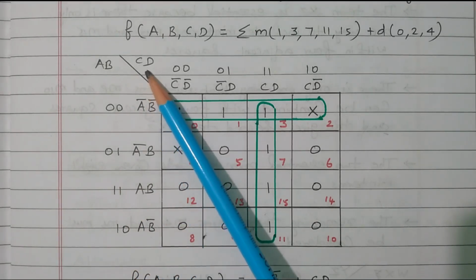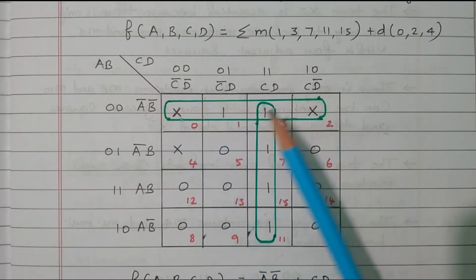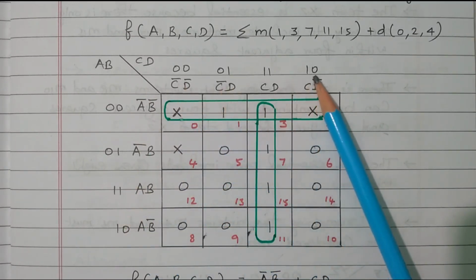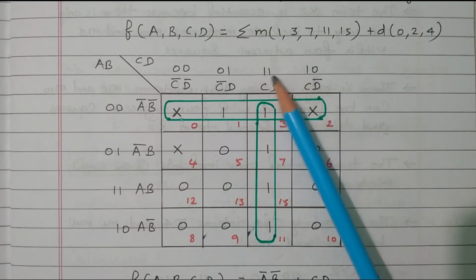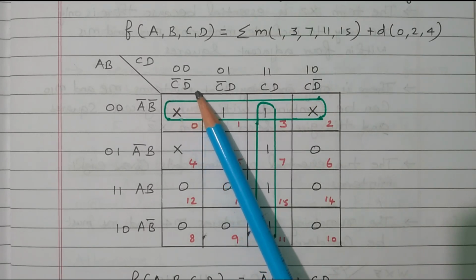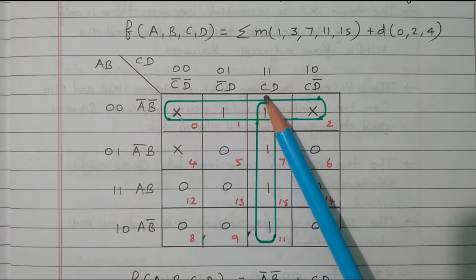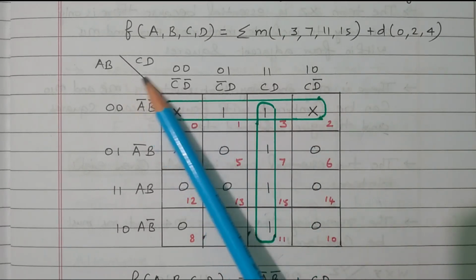Similarly, CD has 2 variables, so we have 4 combinations, 2 to the power 2, same as AB: 0 0, 0 1, 1 1, 1 0. The 1 0 is in the 4th column and 1 1 is in the 3rd column. There is an interchange between the 3rd and 4th column. 0 0 means C bar, D bar. 0 1 means C bar, D. Then 1 1 means C, D. 1 0 means C, D bar. So we have 4 variables A, B, C, D.